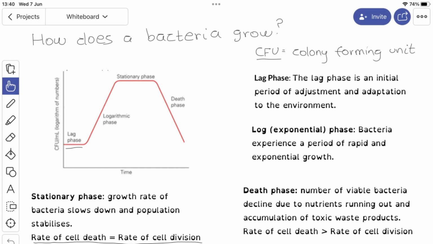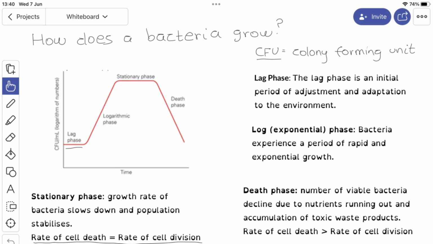Because there are so many bacteria, all the nutrients have run out and there is a large accumulation of toxic waste products. And this contributes to the death of more bacteria. As a result, the rate of cell death is greater than the rate of cell division, so the number of viable bacteria declines, and hence the colony forming units, or the number of CFUs, also start to decline. All bacterial colonies undergo a very similar life cycle.